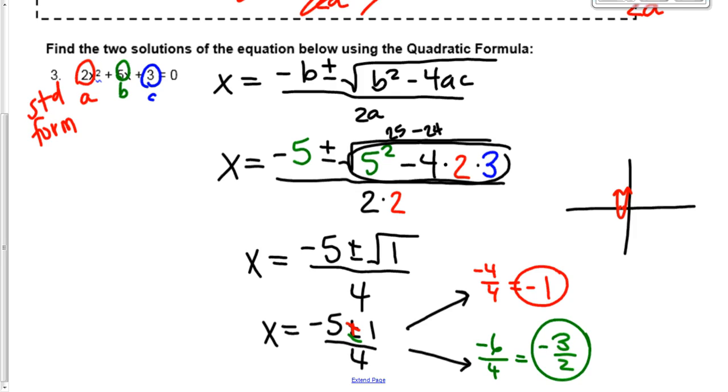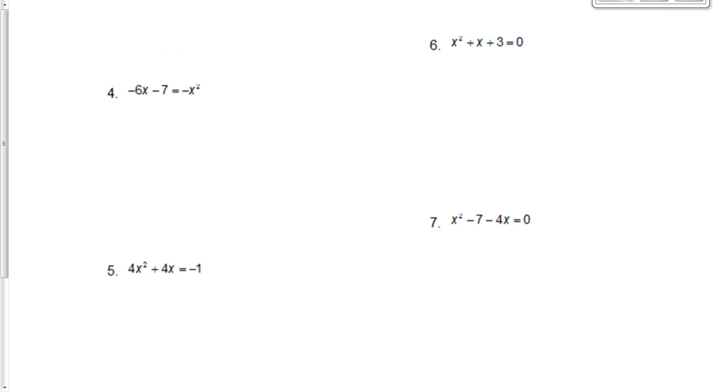So, next problem. Number 4 here says negative 6x minus 7 equals negative x squared. In order for us to complete this, we need to make sure that we know what a, b, and c are. So we need to first get things into the right position. So I'm going to add x squared over here. So x squared minus 6x minus 7 equals the 0 that I want. Now I'm ready to actually work out the whole formula, okay?